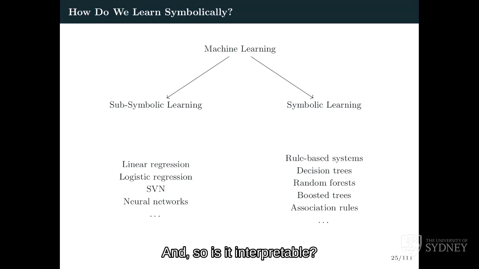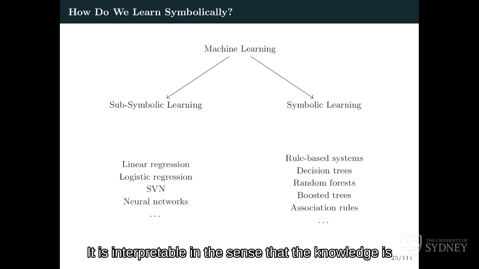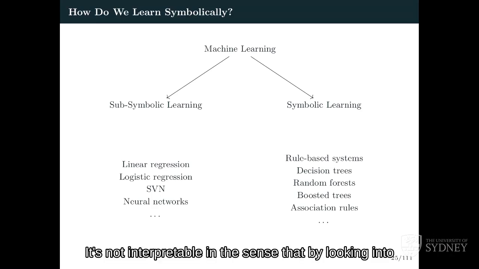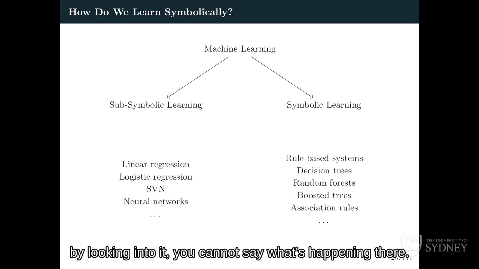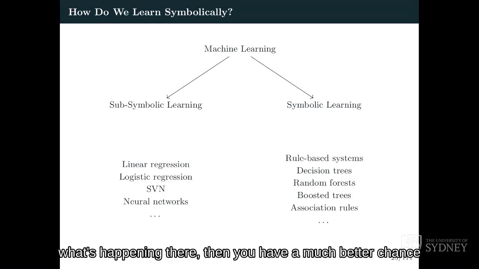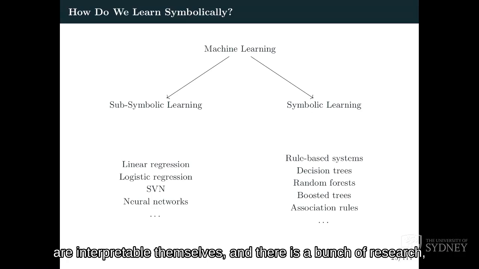And so is it interpretable? Is it not interpretable? Well, that depends. It is interpretable in the sense that the knowledge is explicit. It's not interpretable in the sense that by looking into it, you cannot say what's happening there. But if you want to have a chance to understand what's happening, then you have a much better chance here than there, because the constituents of the knowledge are interpretable themselves.